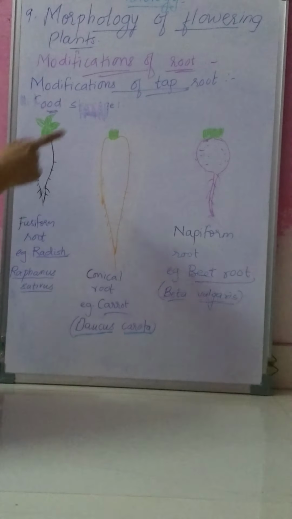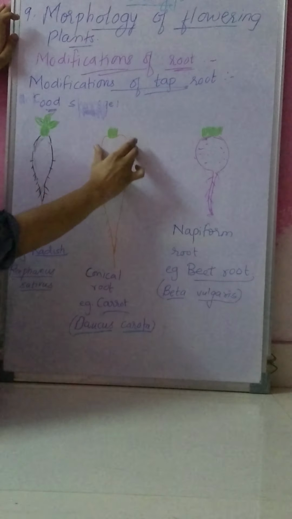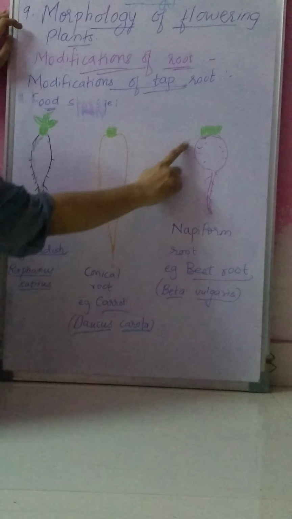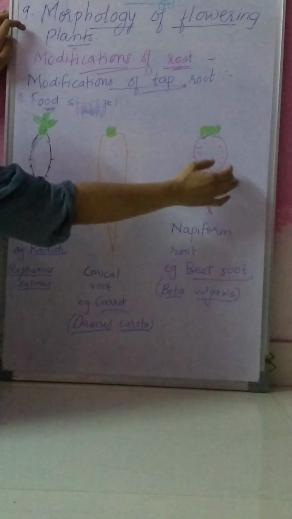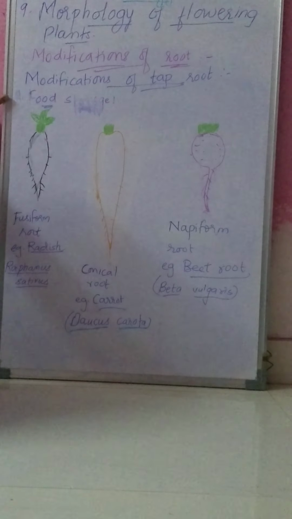So the fusiform root is swollen in the center and tapers at both ends, whereas the conical root is swollen at the base and then tapers towards the apex, whereas the napiform root is swollen at the base, almost spherical, and abruptly narrows towards the apex. This comes under storage root, that is modification of taproot for food storage.